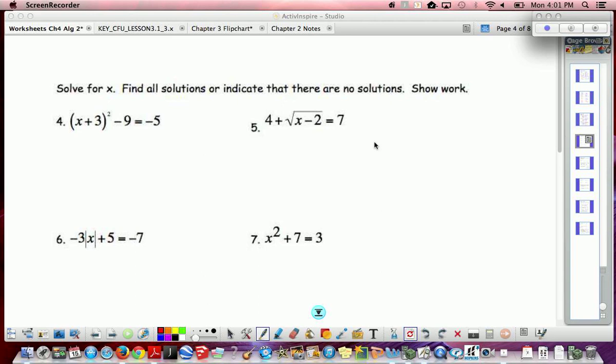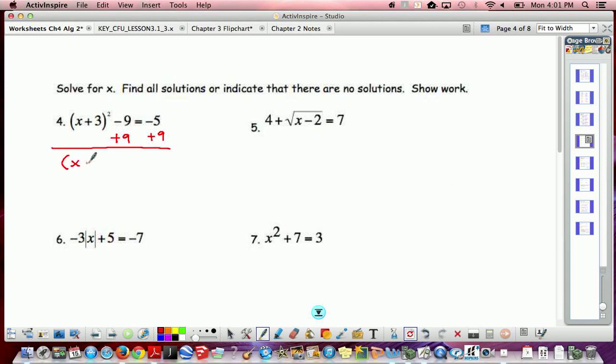So on the first one here, (x − 3)² − 9 = −5. Inverse operations say take care of all the addition and subtraction stuff first that's outside of parentheses. So when I do that, I have (x + 3)² = 4. Next, we want to get rid of the square. So to undo the square, we square root. Don't forget plus or minus here.